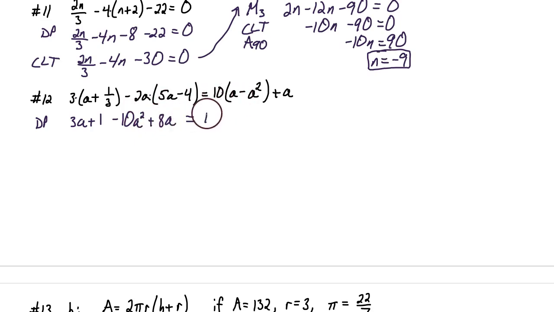10 times a is 10a. 10 times negative a squared is negative 10a squared. And there's a plus a on the end. Next up, combine like terms. There's a 3a and a plus 8a. That's 11a. Over on this side, there's a 10a plus an a. That's 11a.